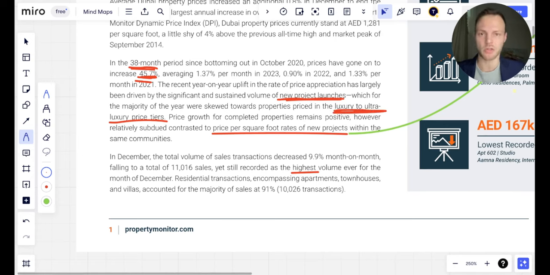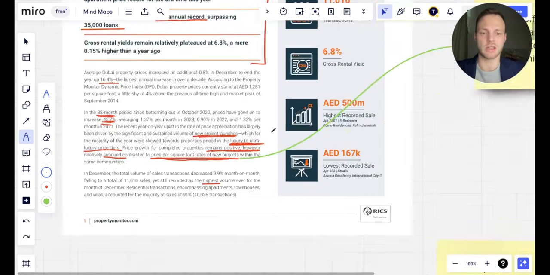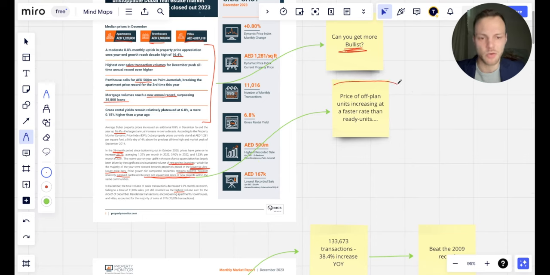So we've seen towers like Bugatti, Mercedes, and lots more branded residences coming onto the Dubai market to cater for these high net worth individuals. However, ready unit prices are relatively subdued compared to the price per square foot for new launches. What this basically means is the price of off-plan units are increasing at a faster rate than ready units.